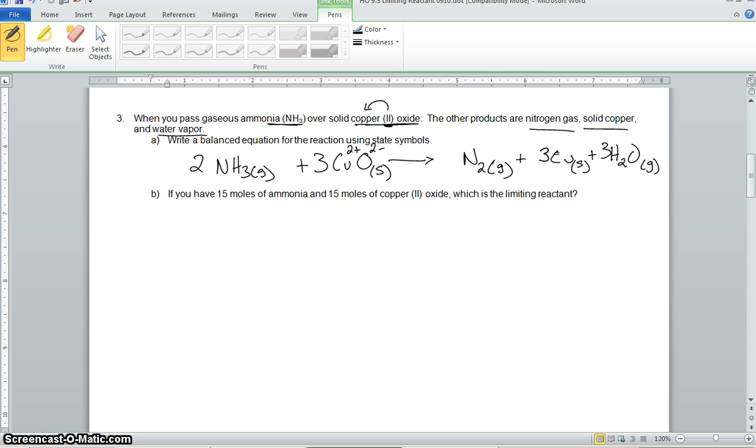Now, here's the trick, here's the problem. They told us that we've got 15 moles of our ammonia, and we're adding that to 15 moles of our copper II oxide. Now, one of these is going to run out first. One of these things is going to not be enough. Okay, so one of these is going to run out first. We got to figure out which one, and it could be either one. Our way to figure that out is to figure out which of these two, either the ammonia or the copper II oxide, makes the least amount of product. It's just the one that runs out first. So when it runs out, reaction stops, is finito.